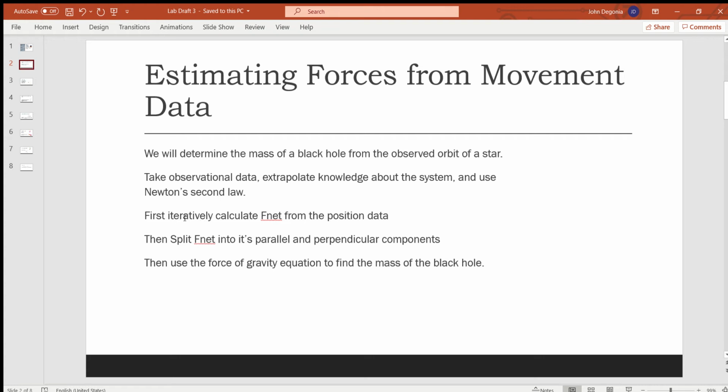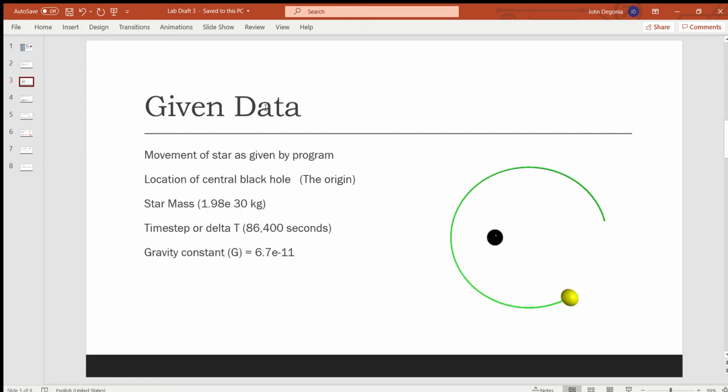So first we're going to be iteratively calculating FNet from position data, and then we're going to be splitting the FNet into its parallel and perpendicular components. Then we're going to use all that information and the force of gravity equation to get the mass of our black hole. So what do we have to start out with?